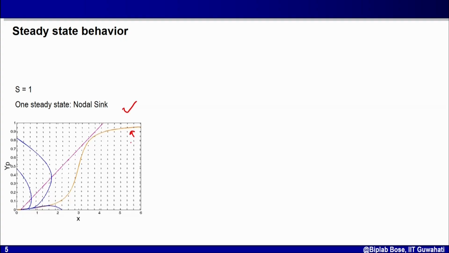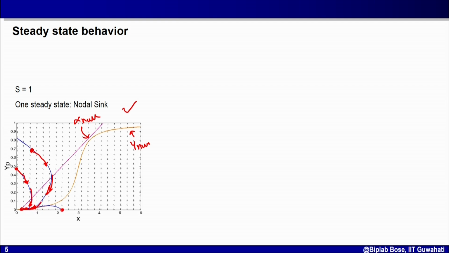This is my Y nullcline. This is my X nullcline. And I have only one point of intersection. That is my steady state. If you look at the phase portrait, if you start somewhere here at t equal to 0, the phase trajectory shows that you will collapse at the steady state here. If you start somewhere here at t equal to 0, then following the trajectory in the phase portrait plot, I will collapse here at the steady state.